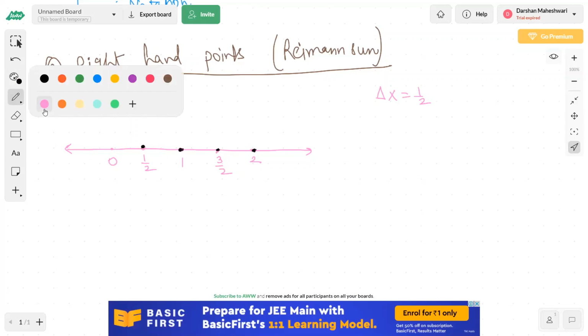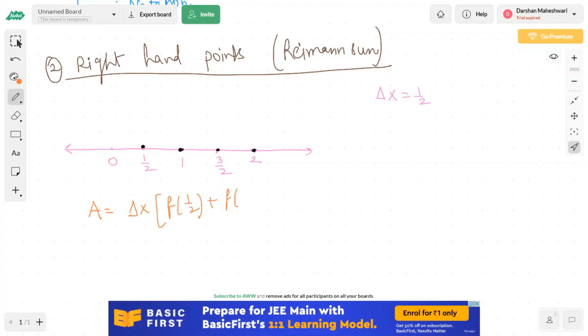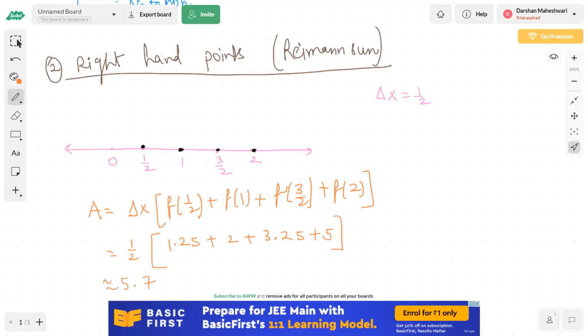These are the 4 points of our area of interest, and the value of area in our case will be delta x times, now we'll start from 1 over 2. So we have 1 over 2 plus 1 plus 3 over 2 plus 2. So this is the value of area. Let's substitute the values over here. So this is 1.25, this is 2. This is just the calculation part. And this value comes out as 5.75.